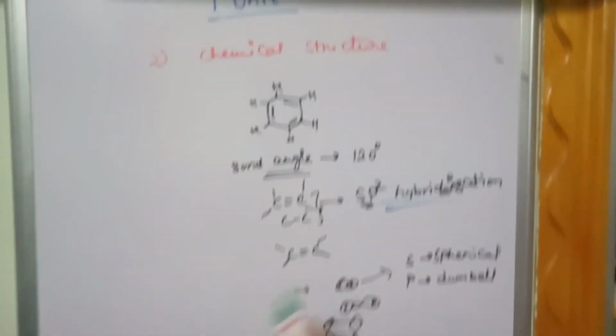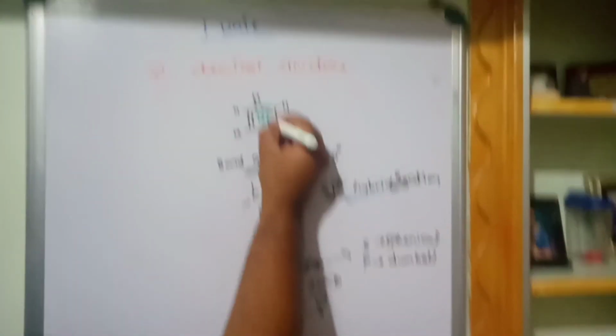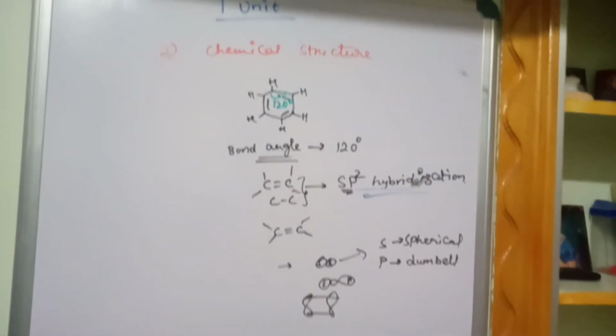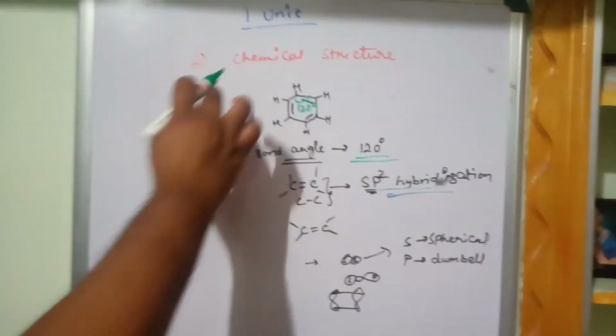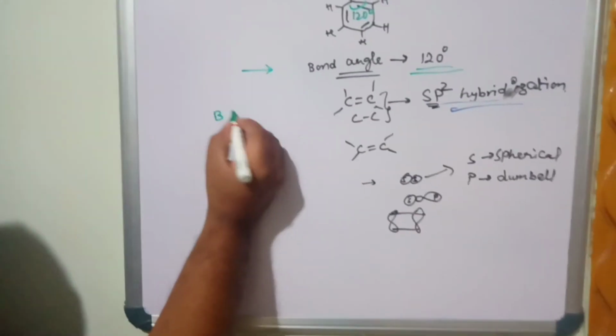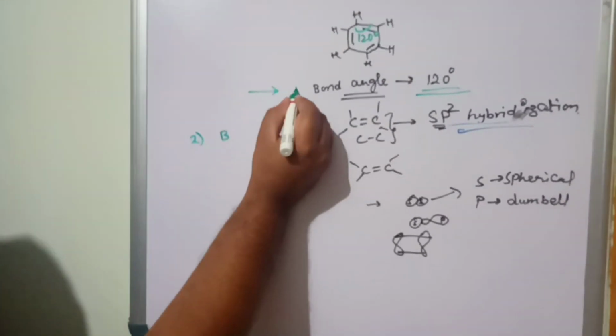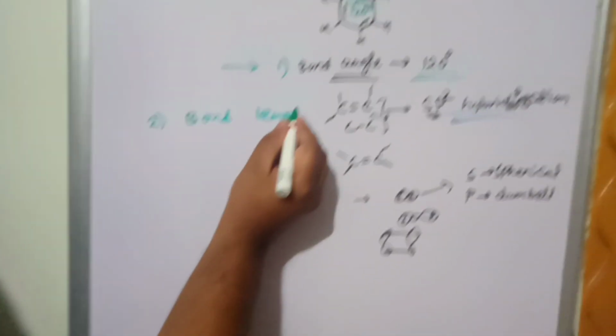When it is sp2 hybridization, the bond angle is always 120 degrees. So the chemical structure gives a bond angle of 120 degrees. This is the first factor. The second factor is bond length. So what is a bond length?